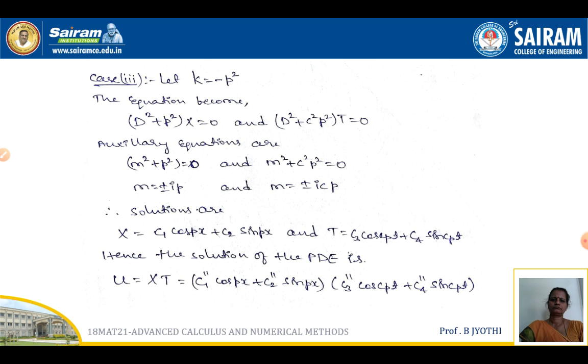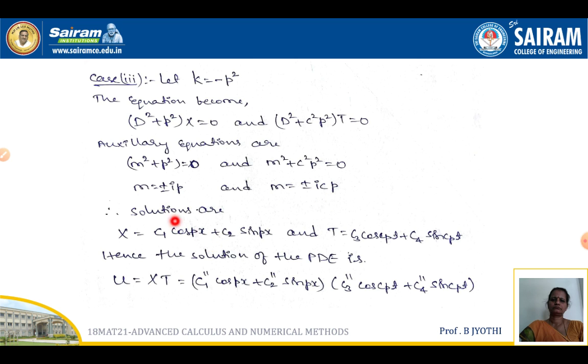Let k equal minus p square. So the equation becomes (D square plus p square) x equals 0 and (D square plus c square p square) t equals 0. The auxiliary equation is m square plus p square equals 0 and m square plus c square p square equals 0. We get m equals plus or minus ip here, and m equals plus or minus icp.